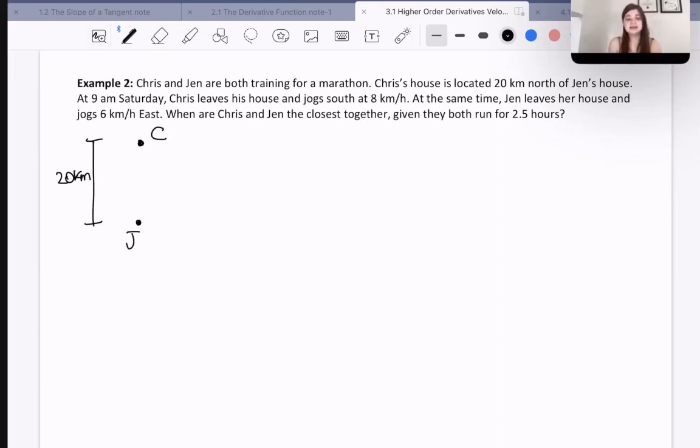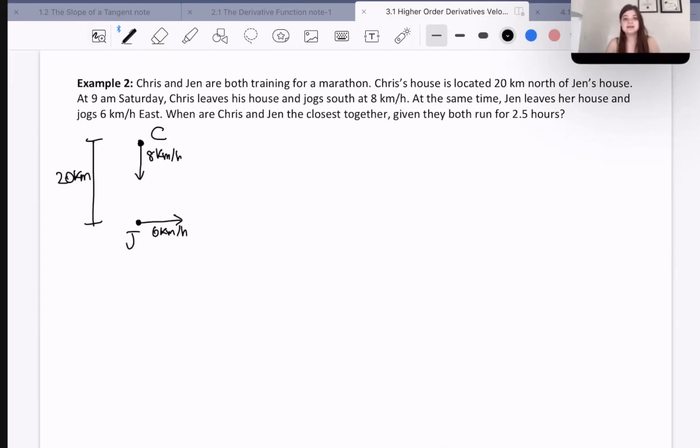At 9 a.m. Saturday, Chris leaves the house and jogs south 8 kilometers per hour. Okay, so Chris leaves his house and he's going south, directly towards Jen's house, at a rate of 8 kilometers per hour. At the same time, so also 9 a.m. Saturday morning, Jen leaves her house and jogs 6 kilometers per hour east. She's going this way, east, and she's going a bit slower. She's going 6 kilometers per hour east.